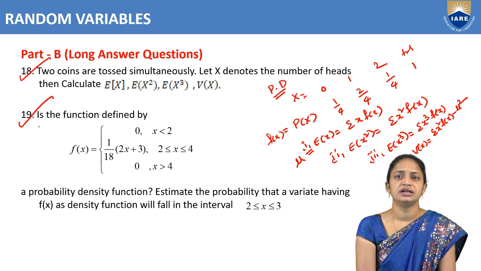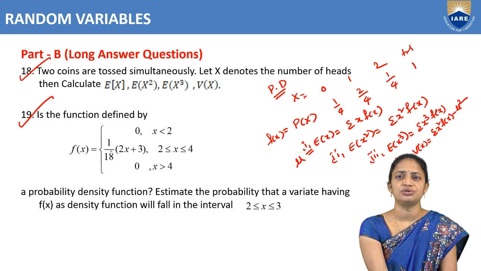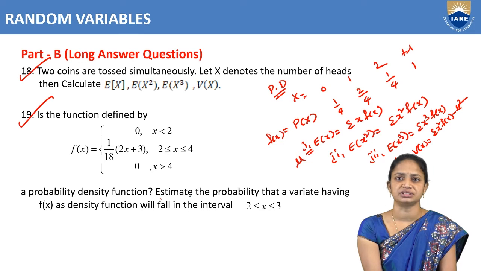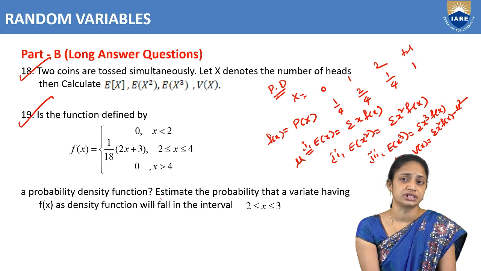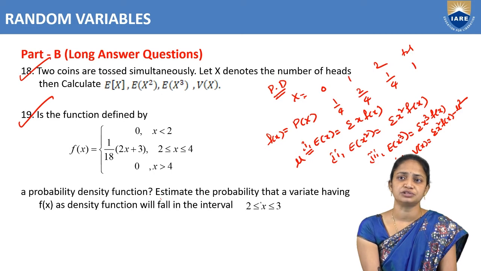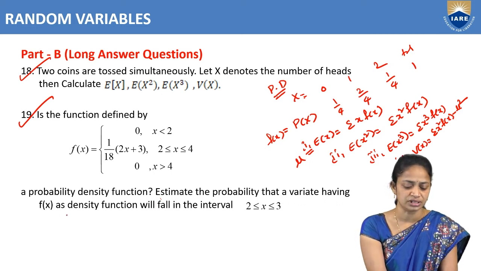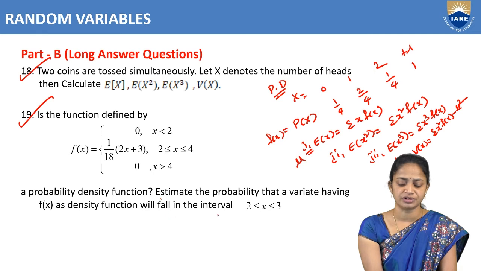And coming to the 19th question: is the function defined by f of x equal to 0 where x is less than 2, 1 by 18 into 2x plus 3 where 2 is less than or equal to x less than or equal to 4, and 0 where x is greater than 4, a probability density function? Here we need to check that it satisfies the two properties of a probability density function. The first is f of x greater than or equal to 0, and the second is the integral from minus infinity to infinity of f of x dx equal to 1. Then estimate the probability that a variate having f of x as its density function will fall in the given interval.